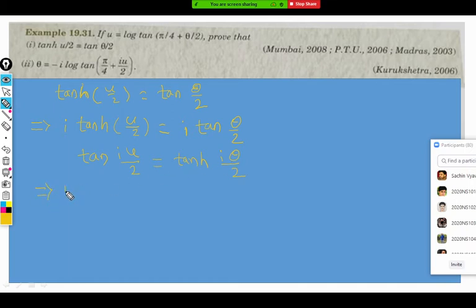Now we take the i theta by 2 value. So i theta by 2 is equal to tan h inverse of... yes, anyone? The tan of iu by 2. Is it correct?